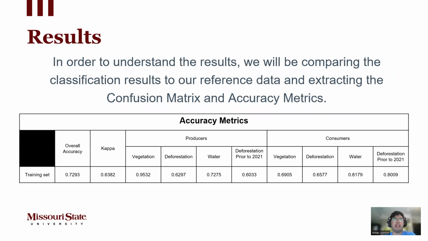But we can analyze this a little better by looking at the accuracy metrics, where we have an overall accuracy of 72%. The producer's and consumer's statistics also point out that for vegetation, the producer's accuracy was 95% precision. For the consumer's, the recall was 69%. But overall, our model had over 70% accuracy.